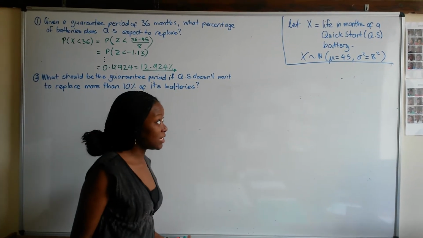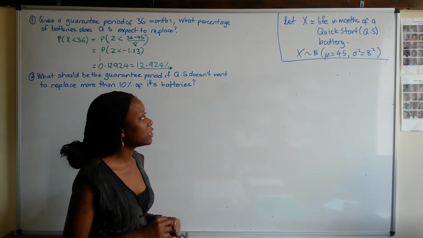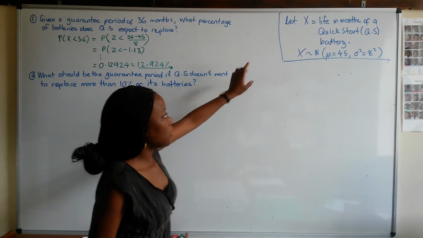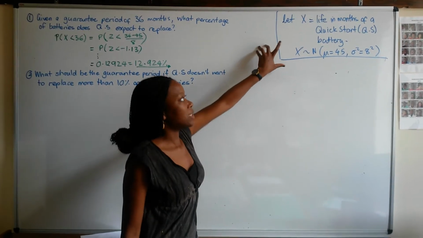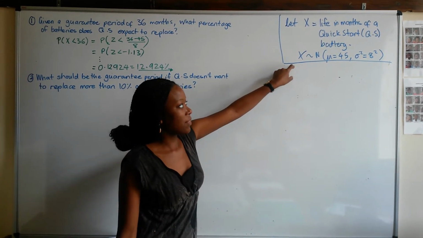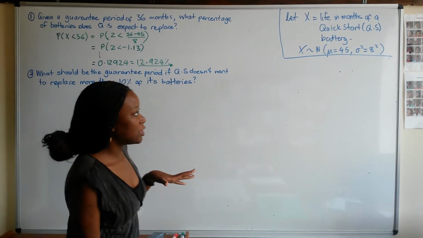So in class we did a question about Quick Start batteries, and we wanted to do an inverse normal situation for that. For Quick Start batteries, we said our random variable was the life in months of the battery, and the mean was 45 months and the variance was 8 squared, and they were normally distributed.